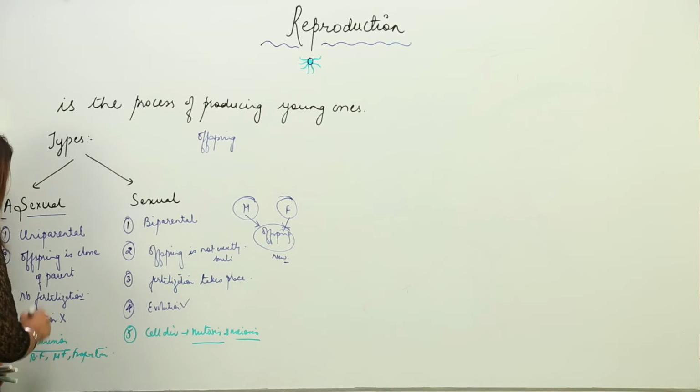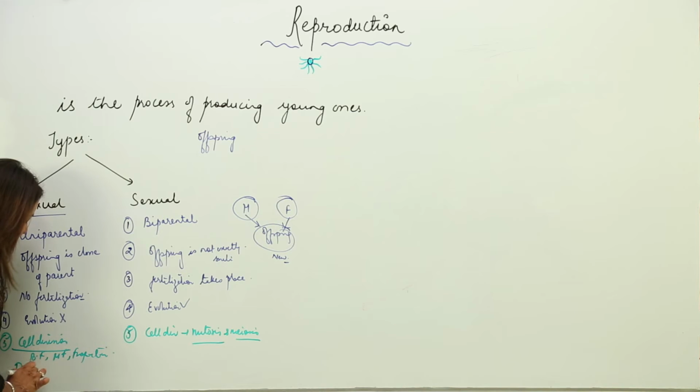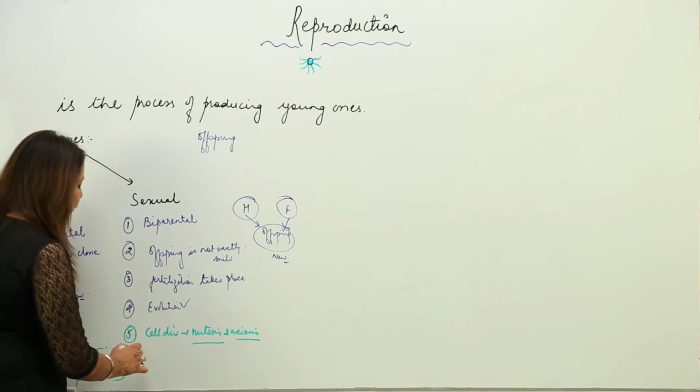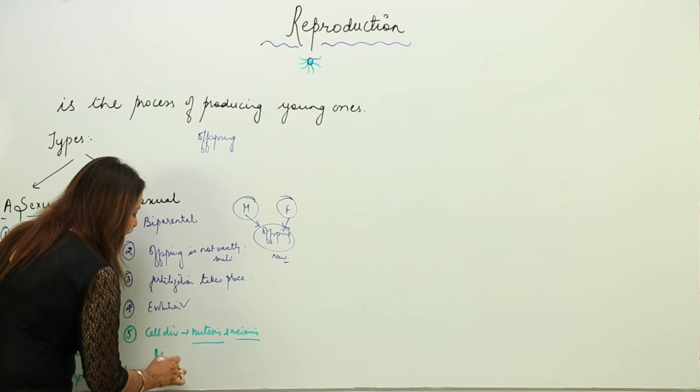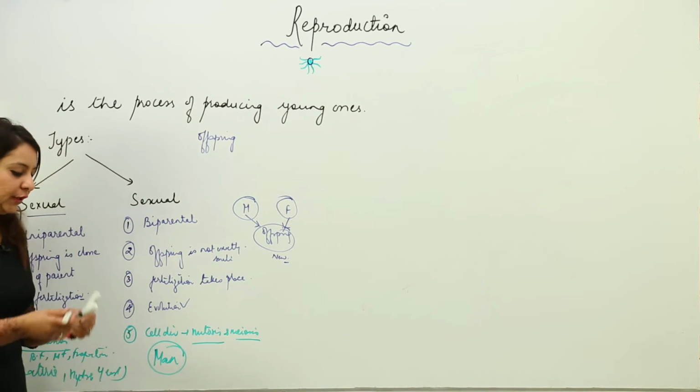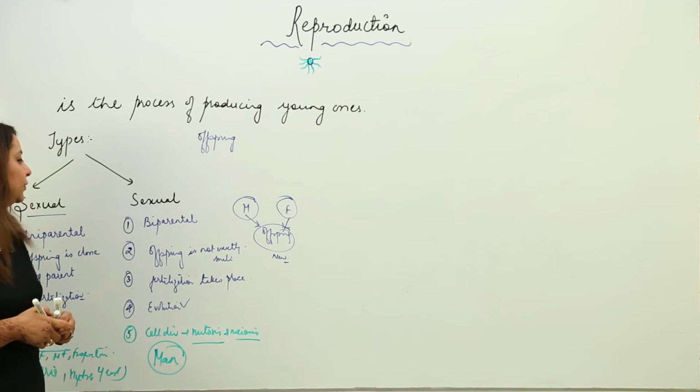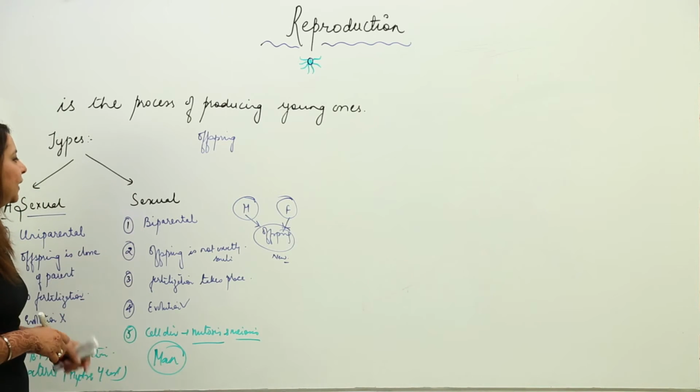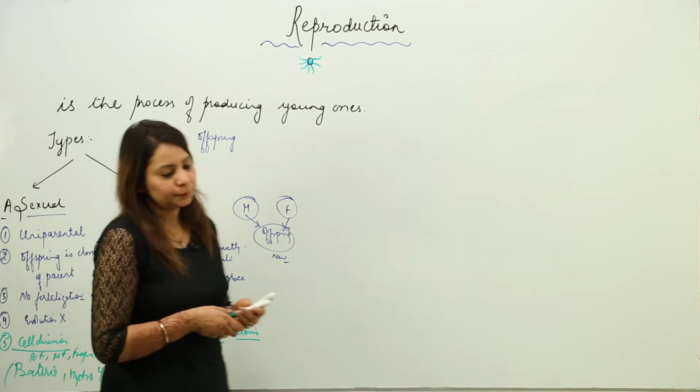Examples for cell division are bacteria, hydra, and yeast. They all reproduce asexually, but sexually, we know the common example is man. We all know that in humans sexual reproduction takes place, so man is an example of sexual reproduction.